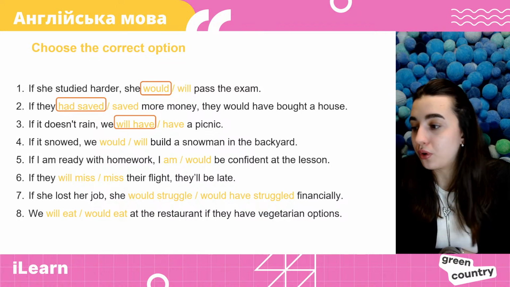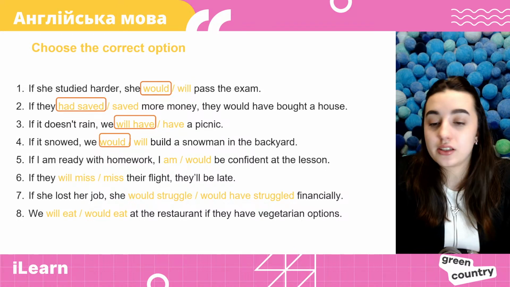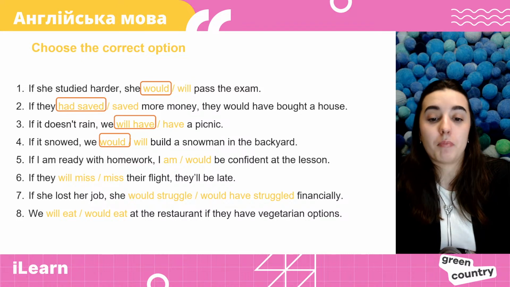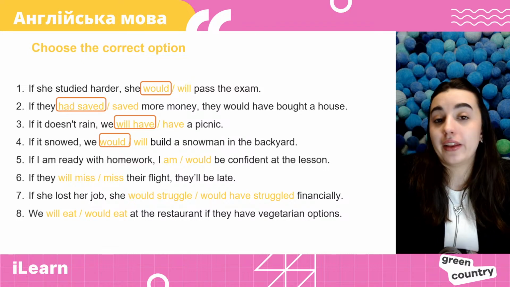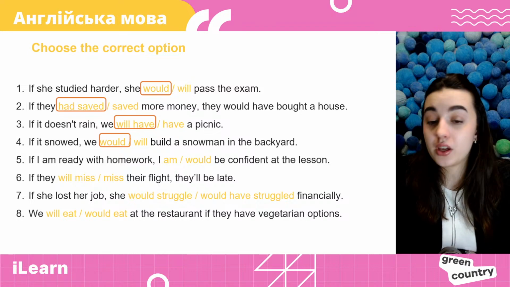Okay, number 4, I can see would. And that is true, good. Якби сніжило, ми б побудували. Але насправді зараз погода не для сніговика. That's why we use would here.